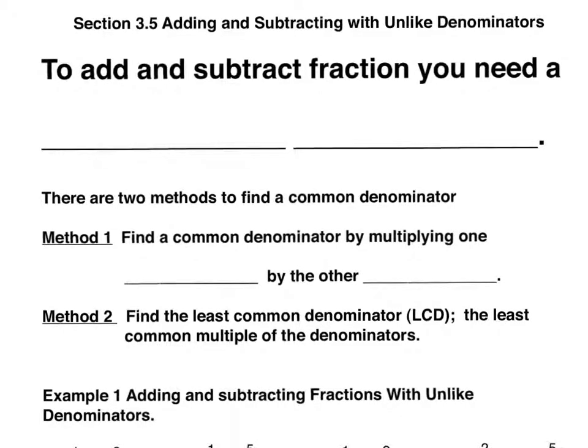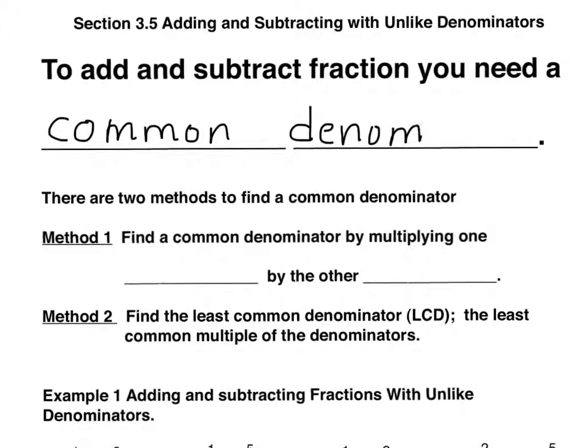In section 3.5, we're going to talk about adding and subtracting fractions with unlike denominators. To add and subtract fractions, you need a common denominator. In other words, before we can add fractions, the bottom number has to be the same. There are two methods to find a common denominator.